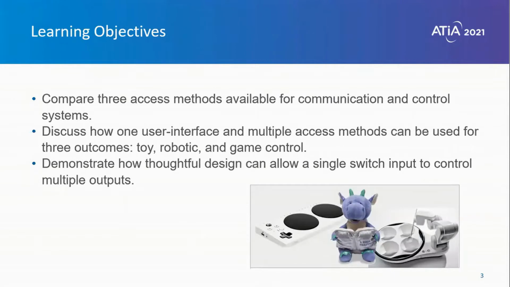Our learning objectives for this session are three. One is to compare three access methods available for communication and control, and discuss how one user interface and multiple access methods can be used for three outcomes: to control toys, robotics, and games. And finally, to demonstrate how thoughtful design can allow a single switch input to control multiple outputs. That is, a single NeuroNode activation. How can you create a one-to-many relationship where that activation can switch out more than one switch and control into an Xbox game, for instance?